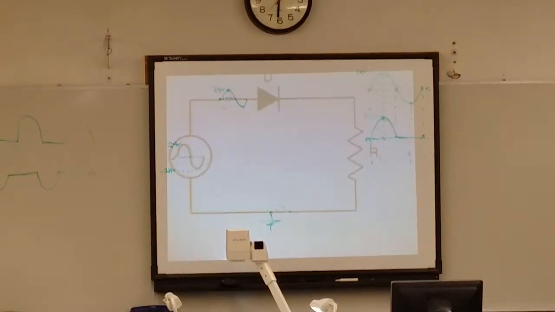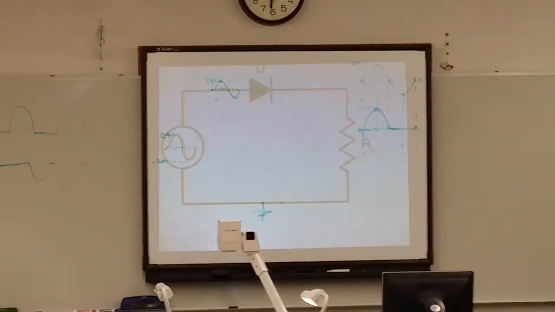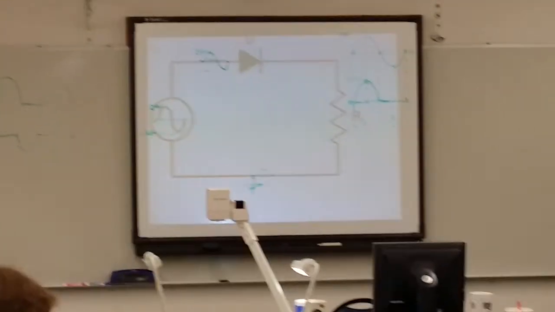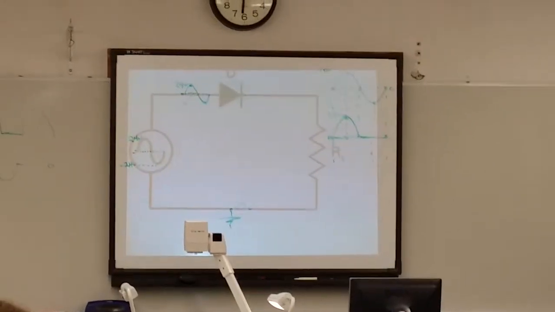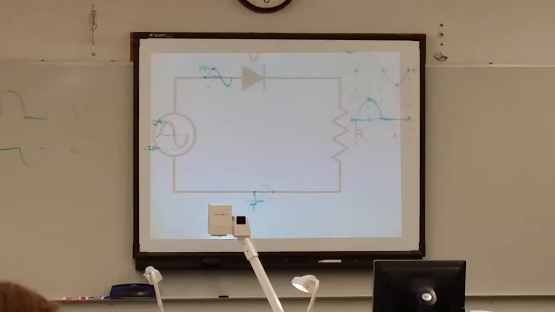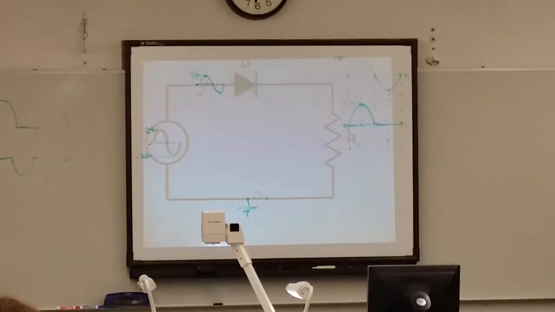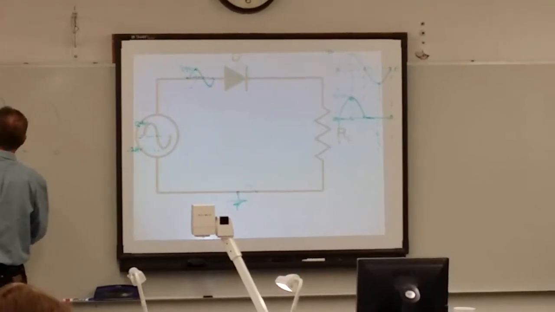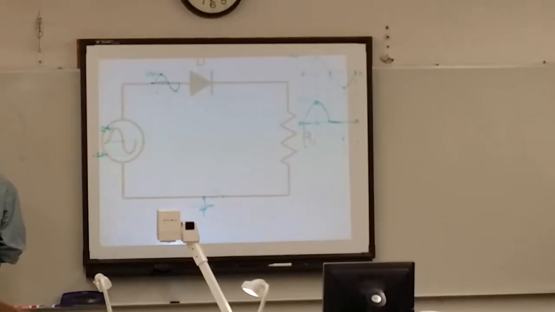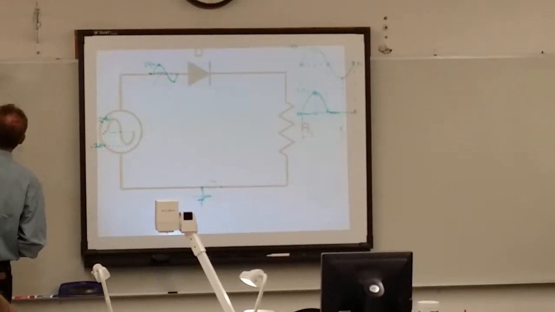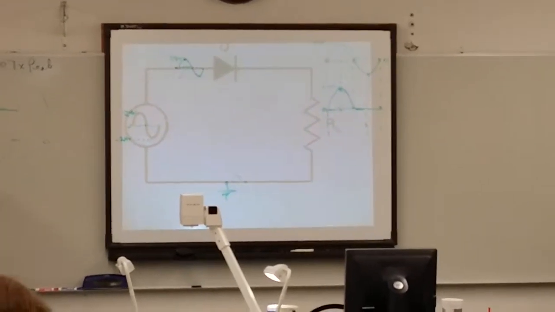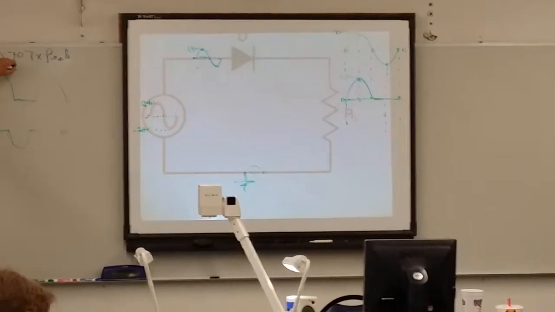Yeah, 6.36. Well, you can use that, or you can use average is 63.7%. And if you want to do that, that's fine. But I told you the equation I want you to remember is RMS equals 0.707 times the peak. And average is what I gave you last week? 90% of RMS.